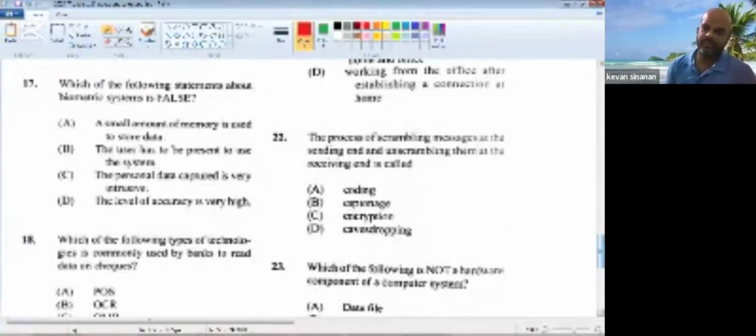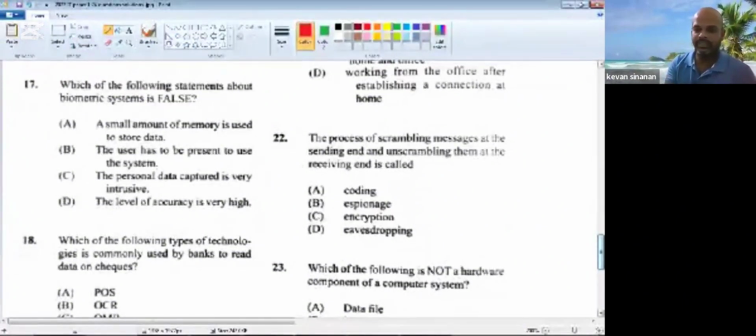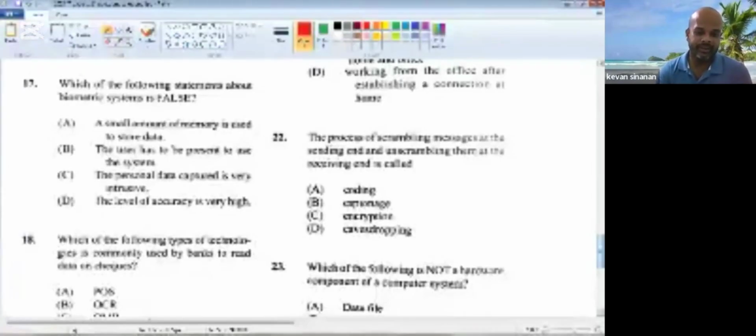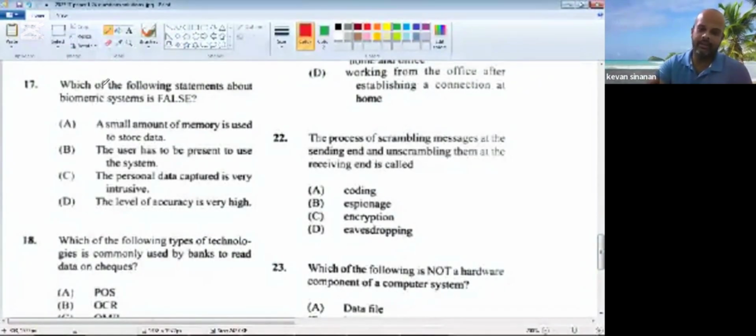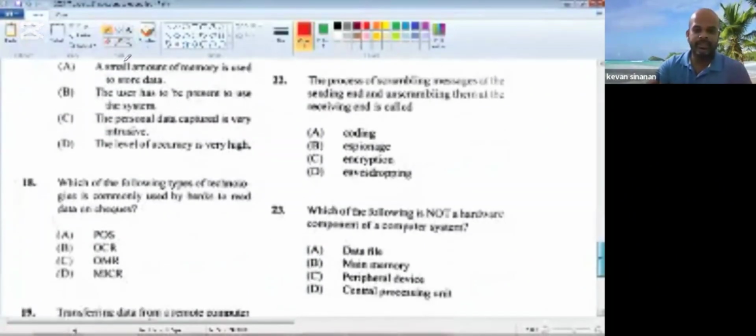So for example, a biometric system is where you would put your thumb onto a scanner, or sometimes it would be a retina scan where they scan the back of your eye and verify that that person is who they say they are. So definitely B, the user has to be present to use it. C, personal data captured is very intrusive, or it could be D, the level of accuracy is very high. So it's definitely not D because the level of accuracy is very high. Otherwise, we wouldn't be using it. So the actual answer is C. Personal data capture is very intrusive. So the data is not as intrusive with biometric systems.